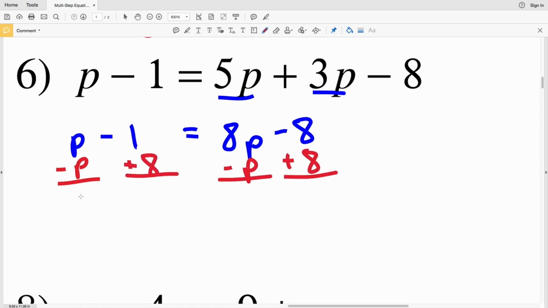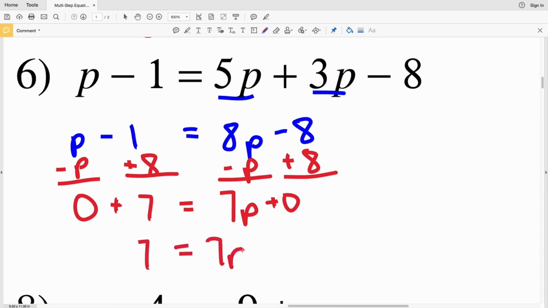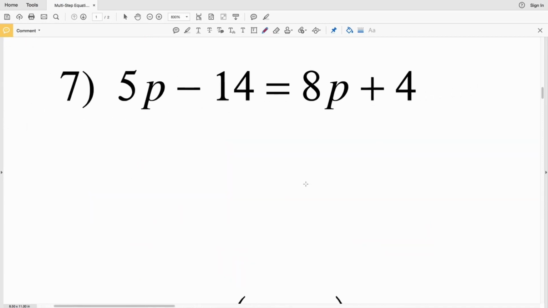P minus p is 0, so I have 0, and then a negative 1 plus 8 will be a positive 7, and that's going to be equal to 8p minus 1p, which is 7p plus 0. So 7 equals 7p, and when we divide by 7 on both sides, we get that 1 is equal to p. And we're going to end on number 7.